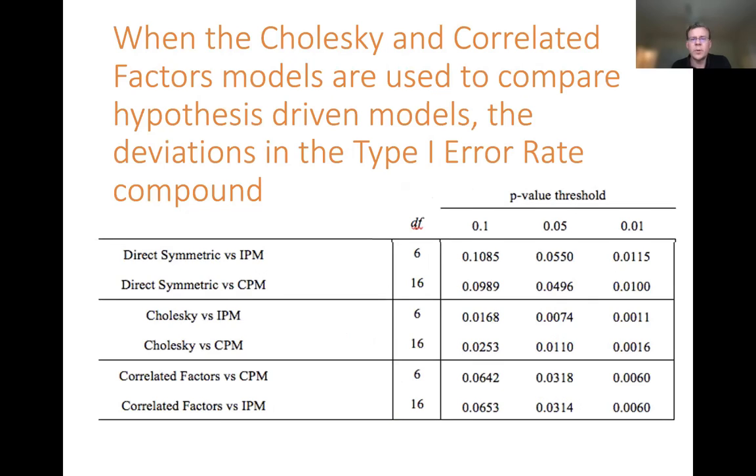So when we push this forward to do more of a hypothesis-driven type model, like the IPM or the CPM models, again, when we're using the direct symmetric matrix approach as our saturated model, when we're comparing it to the independent pathway and common pathway models, we see the empirical and the nominal type 1 error rates being extremely consistent. And again, when we use the Cholesky or the correlated factors, we're seeing massive deviations from our nominal type 1 error rates.